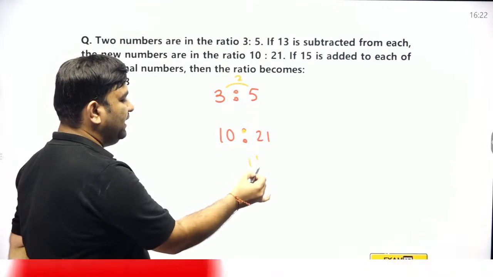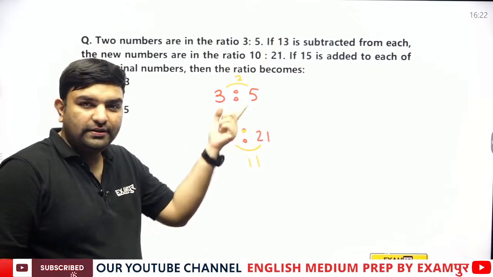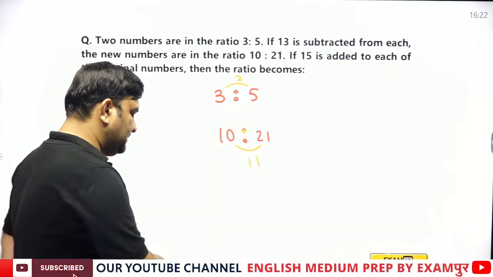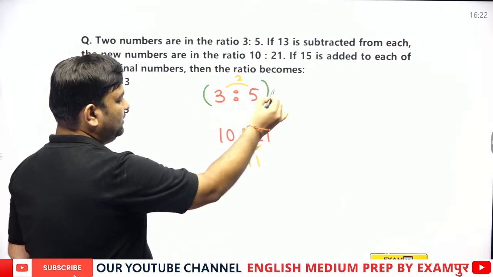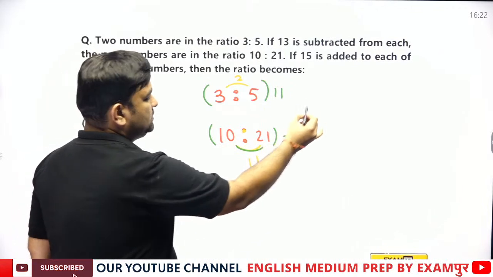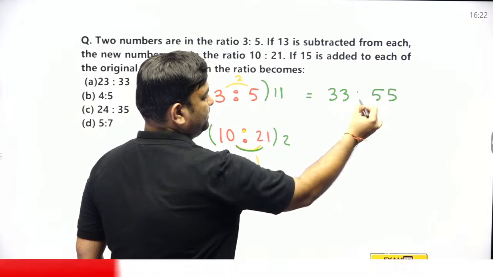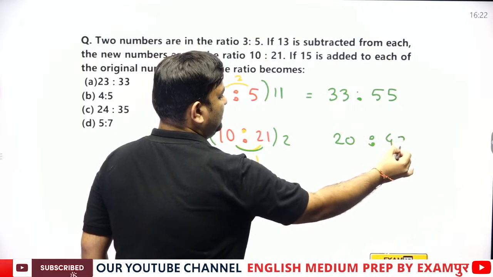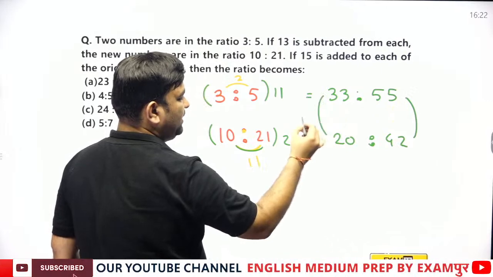This is the method to make this difference the same. Multiply by 11 here and multiply by 2 over here. So 33:55 and 20:42. When you check, this difference will become the same.